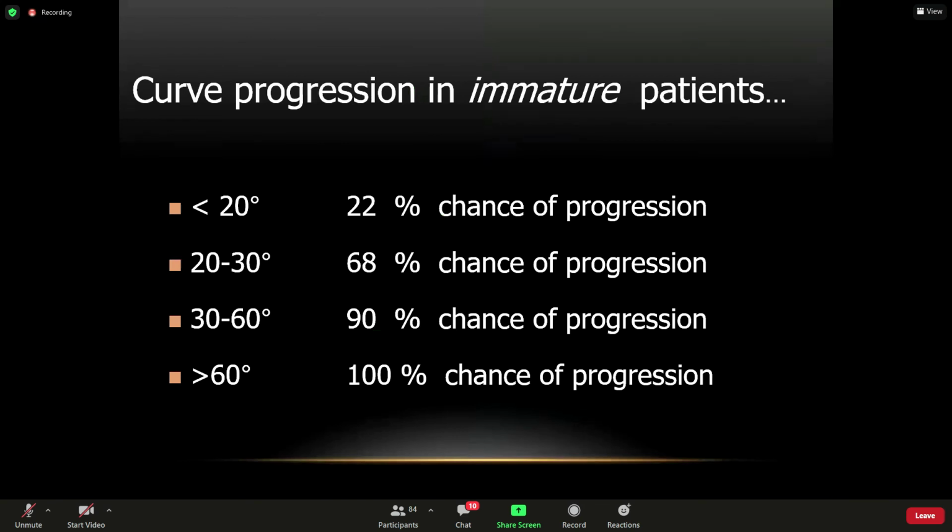So curve progression, we know that small curves have less chance of progression, but larger curves, more than 60 degrees in immature children, have a 100% chance of progression. And curves of 30 to 60 degrees also have a 90% chance of progression. So it all depends on that. That's why for smaller curves, we observe them, for medium-sized curves, we brace them, and for larger curves, we operate on them.